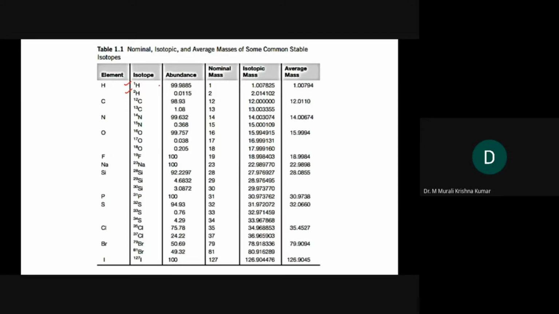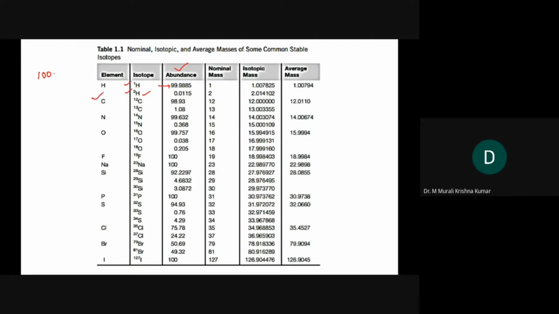But here if you see, 99.9885 is the atomic weight of proton. Whereas deuterium, sorry, 99.9885 is the relative abundance. Abundance means if you take 100 molecules of hydrogens, 99.9885 is the percentage of hydrogens that are there, and 0.0115 is the percentage of deuterium that can be there in a population of hydrogens.